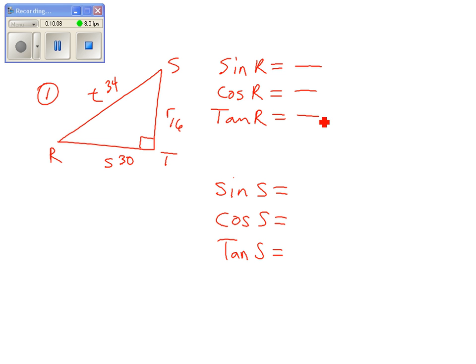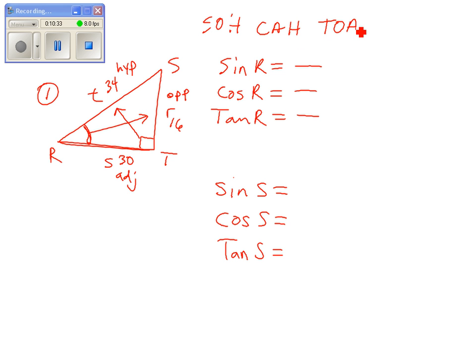If we're dealing with angle R first, that's this angle, so we've got to label our triangle. That's the opposite leg. Across from the right angle is the hypotenuse. And the other side is called the adjacent leg because it's hooked to the angle that we're dealing with. Remember SOHCAHTOA again. Sine deals with opposite and hypotenuse. So 16 over 34, reduce that down, and it comes out to be 8 over 17.